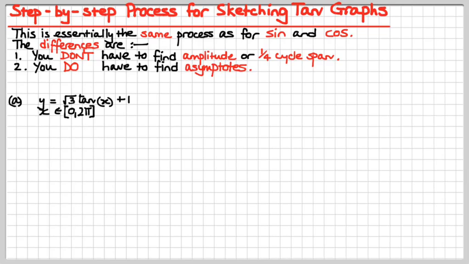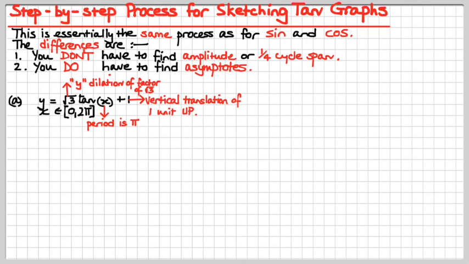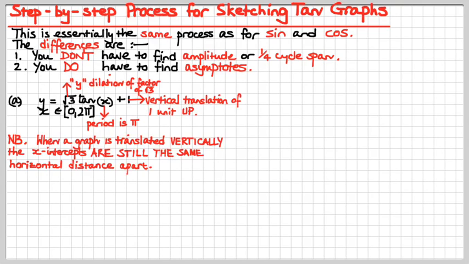Okay, so here's one, here's one for us as an example. It's got a y dilation of a factor of √3 from the x-axis. It's got a period of pi. It's got a vertical translation of 1 unit up. And what I do need to say to you guys is this. Unlike sine and cos, when a graph of tan is translated vertically, the distance between the x values in successive periods is still exactly the same, exactly the same horizontal distance apart.